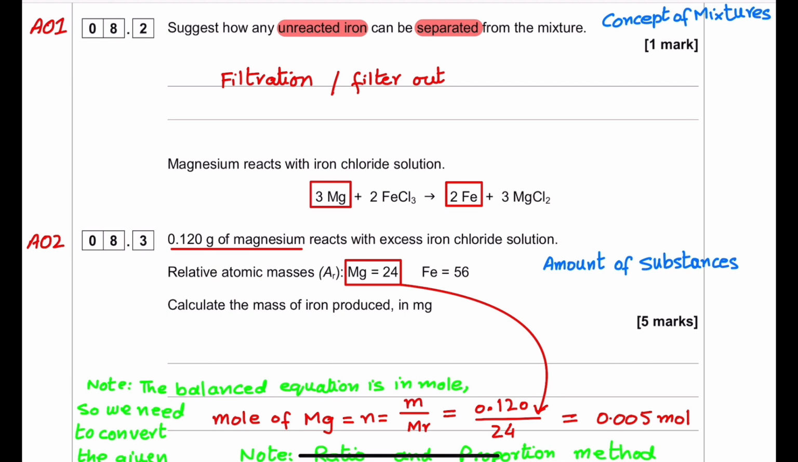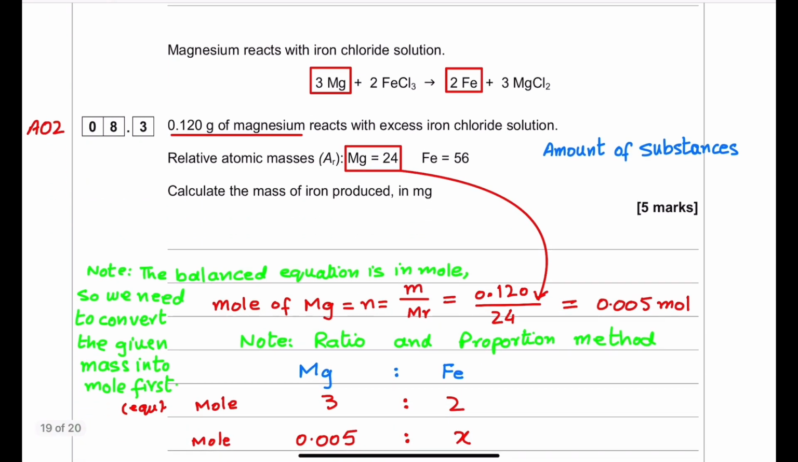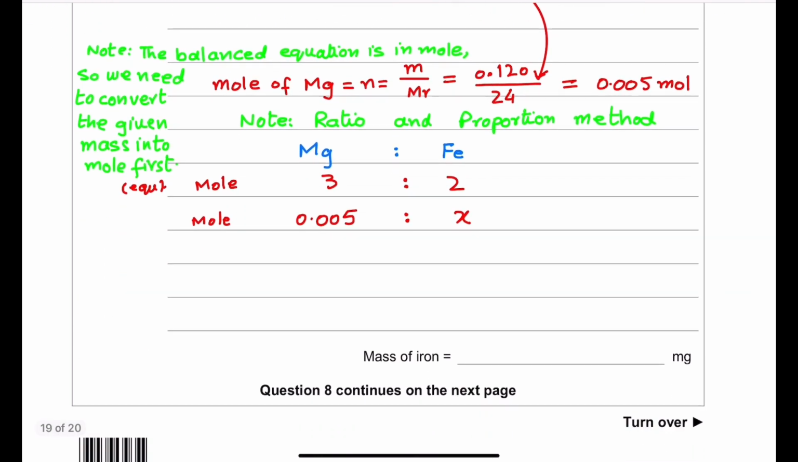Now it's very simple. We have already converted all the values into moles. When there are 3 moles of magnesium, we have 2 moles of iron. When we have 0.005 moles, we need to find the moles of iron. Let's use ratio and proportion. From the equation, 3 moles of magnesium produce 2 moles of iron. If this quantity of magnesium moles is used, we need to find the moles of iron. It is a ratio proportion method, so we cross multiply.